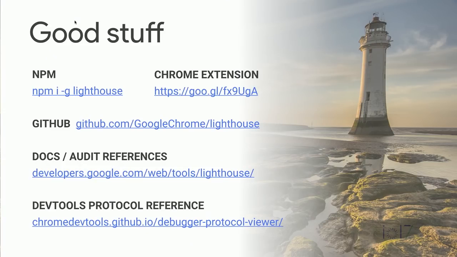So the good stuff is, I'm going to throw this up for just a brief moment. If you want to get Lighthouse on NPM, you can npm install lighthouse. We have extensive reference documentation for all of the audits up on developers.google.com. And if you want to write your own audit to work with Lighthouse, you can check out the DevTools protocol reference, which is really good. It's got all the APIs there that you can learn how to actually use the DevTools protocol. Crazy amount of information you can get from the browser, and a crazy number of things you can do to the browser.